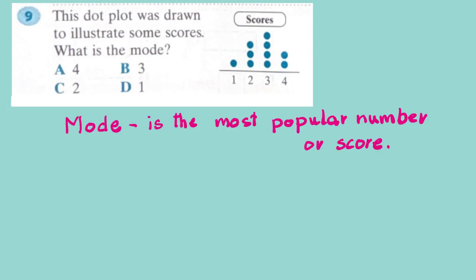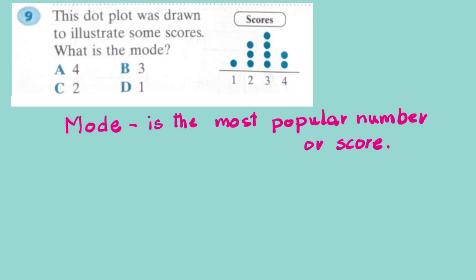So mode is the most popular number or score. What we have here is 1, 2, 3, 4. You might think of it as a trial, and in the first trial I got a score of 1. In the second trial I got a score of 3. In the third trial I got a score of 4. And in the fourth trial I got a score of 2.